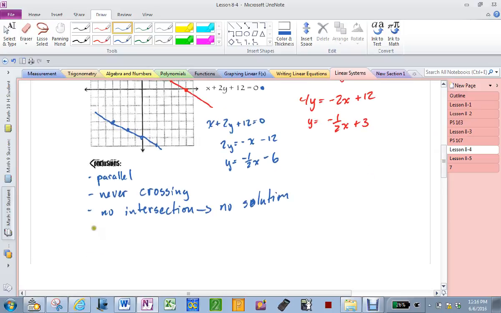And what was the hint again? Same thing that's been the hint in every unit we've done since the functions unit. The slope is the hint. Slopes equal, question mark, no solution to a linear system. Why? Simply because once the slopes are equal, they're automatically parallel.